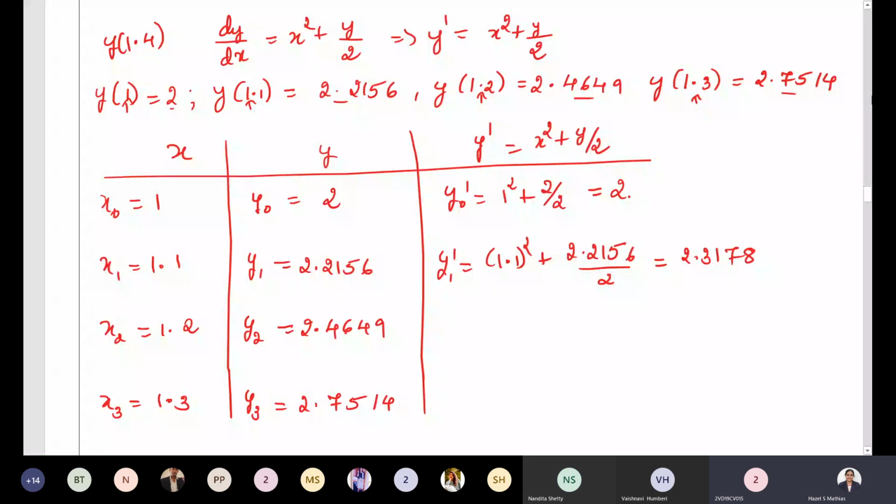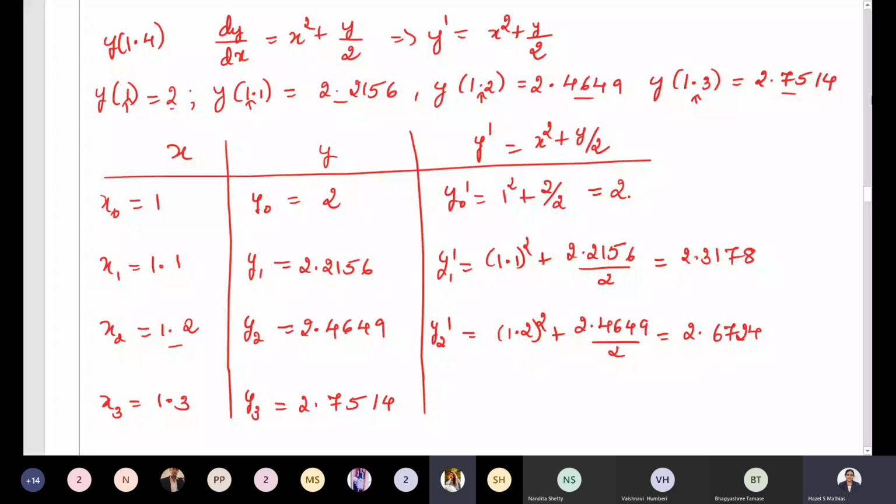Okay, next find y2 dash. What will be y2 dash? Here corresponding x value is 1.2. So it will be 1.2 whole square plus y is 2.4649 divided by 2. So what is it? Ma'am, 2.6724. Is it everyone?